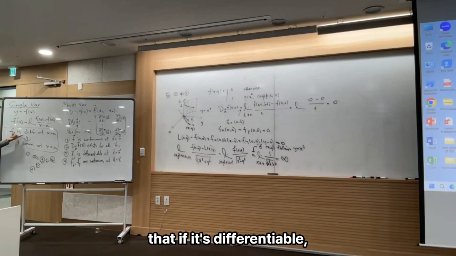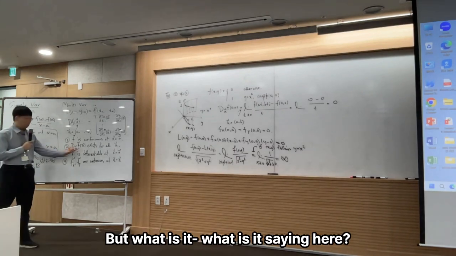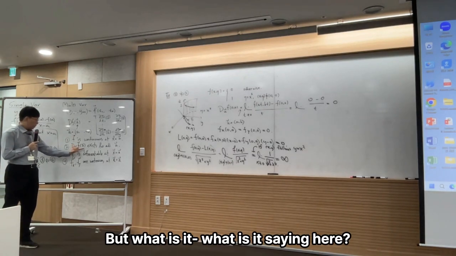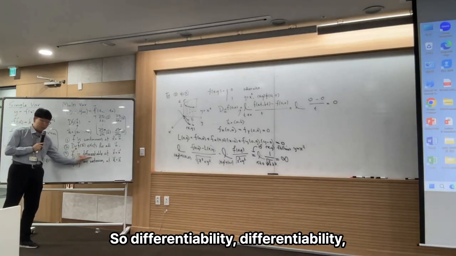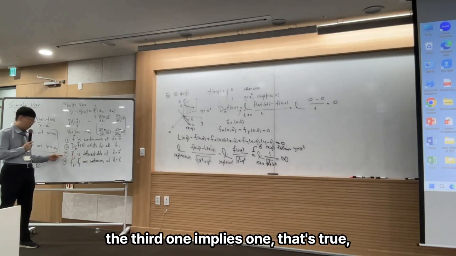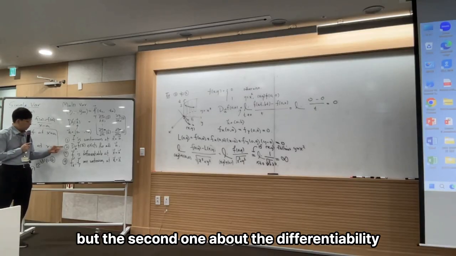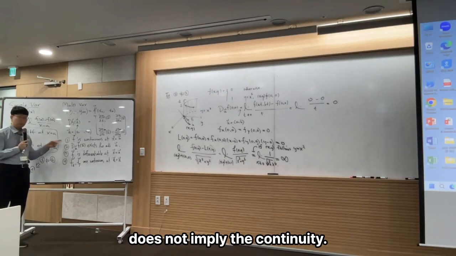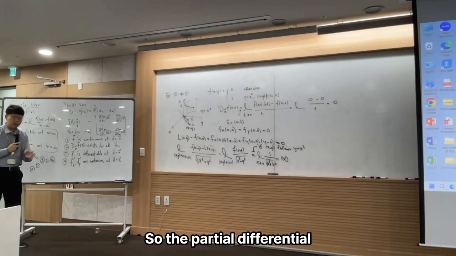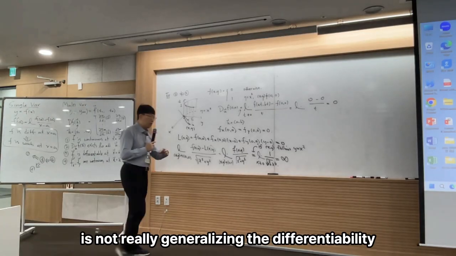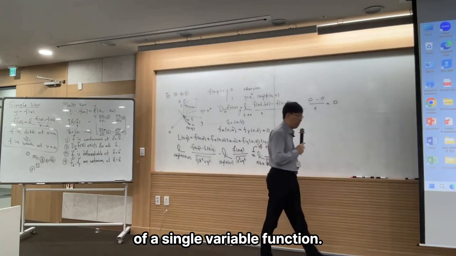In multivariable, if it's differentiable, then it's always continuous. So differentiability, the third one, implies 1. That's true. But the second one, about the differentiability of partial derivatives, does not imply continuity. So the partial derivative is not really generalizing the differentiability of a single variable function.